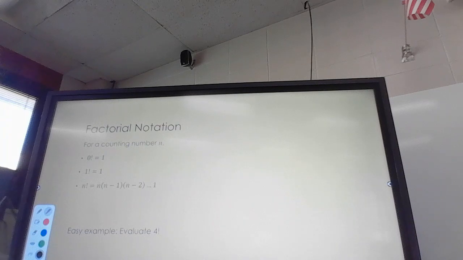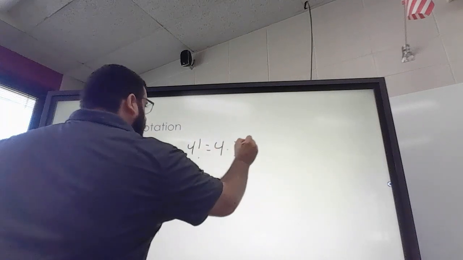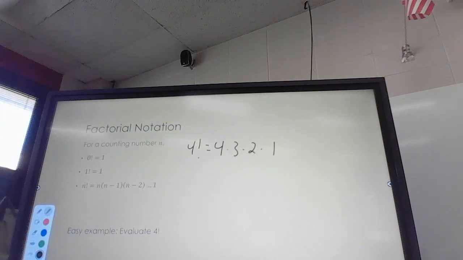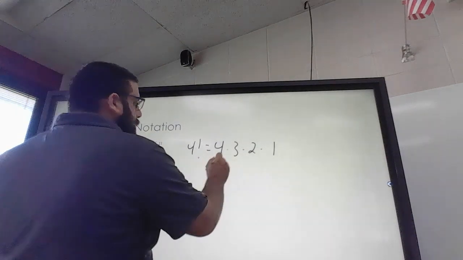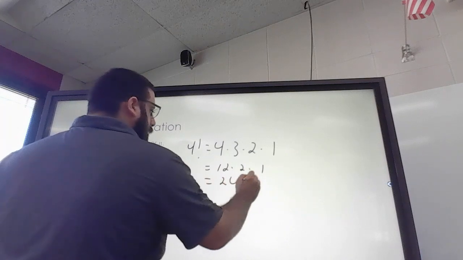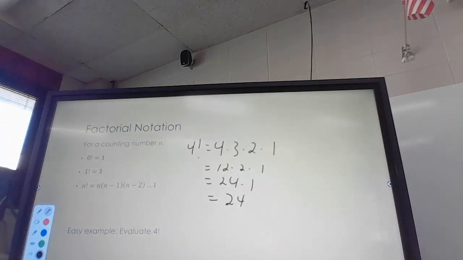Okay. For example, if we're going to evaluate 4 factorial, that's 4 times 3 times 2 times 1, right? You can either do that all in your calculator, or you can take them one product at a time. So 4 times 3 is 12, 12 times 2 is 24, 24 times 1 is 24. So 4 factorial is 24.